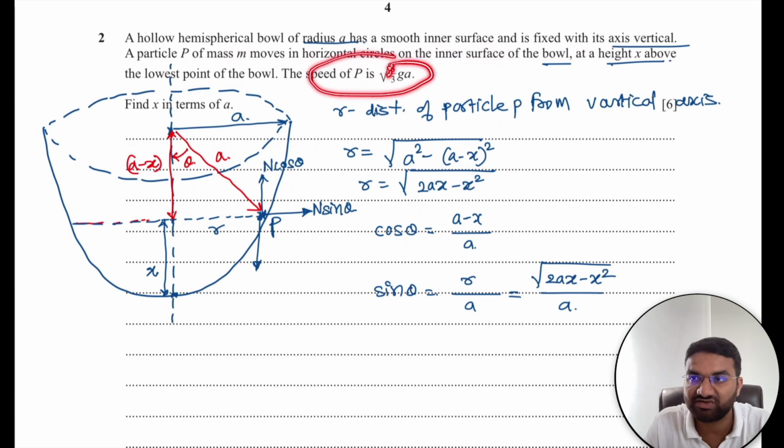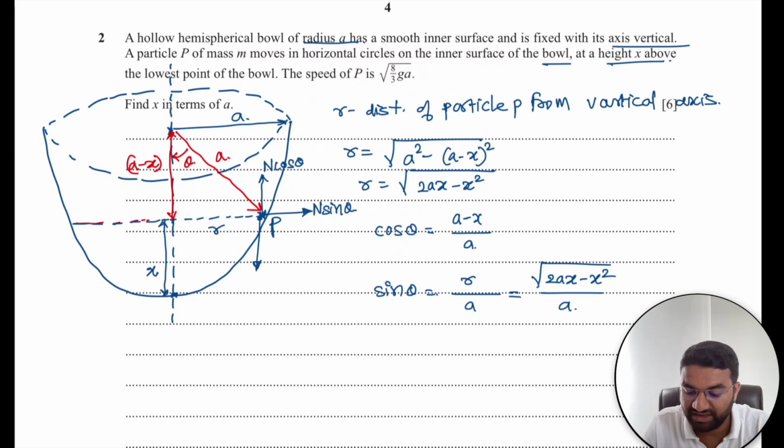Then we have to take the centripetal force equation and simplify it. Here v is given: v is equal to root of 8ga upon 3, and we have to find x in terms of a, isn't it?